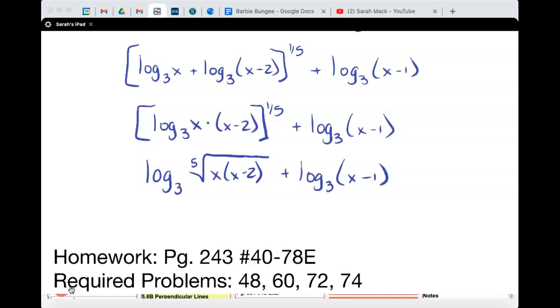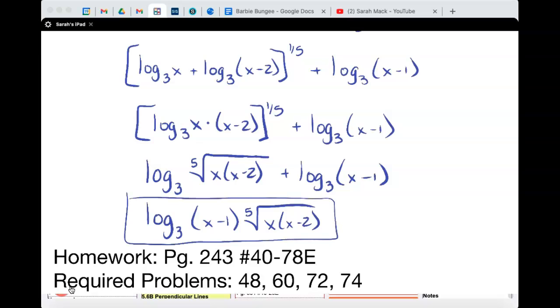Okay, and then we have one last step. I still have 2 logarithms, so I want to condense to 1 logarithm. So I'm going to put these together, and I'm going to write x minus 1 in front of the whole thing. So x minus 1 and then times the 5th root of x minus 2. I guess it probably doesn't matter which way you put it, as long as I can clearly see x minus 1 is not underneath the root symbol. But yeah, this is as condensed as we can go. That's the complicated one.